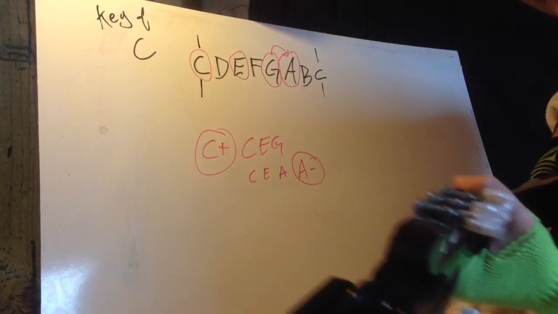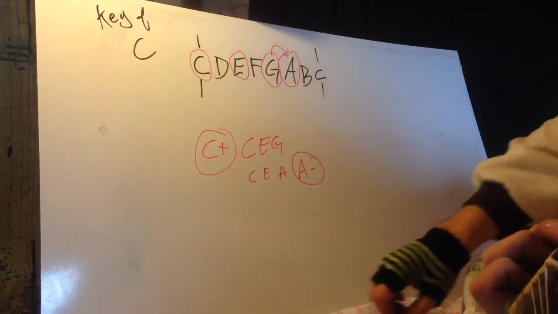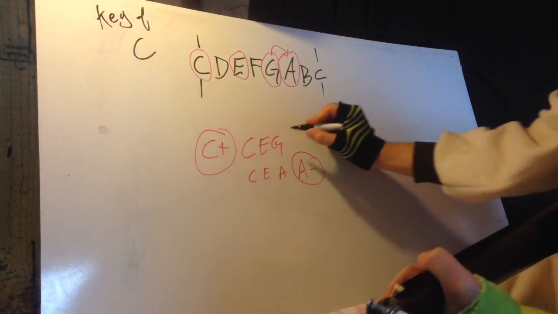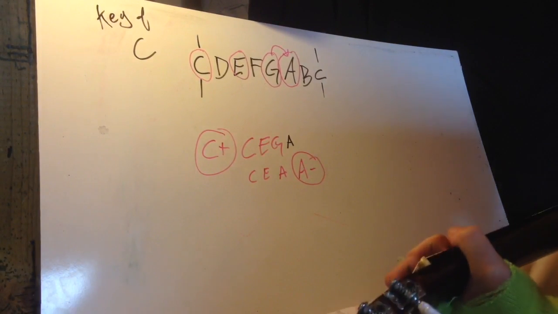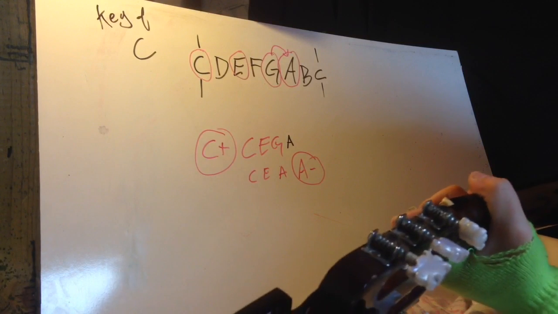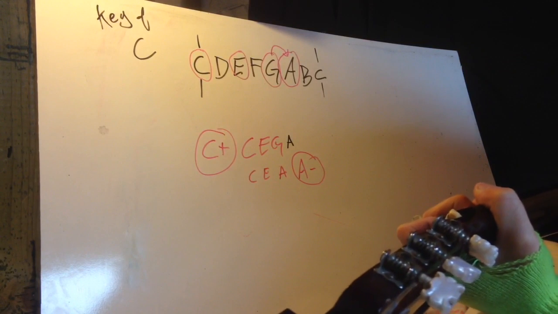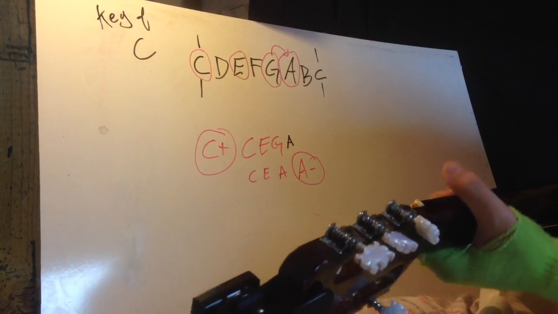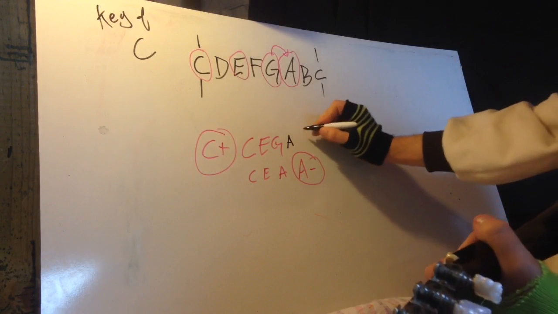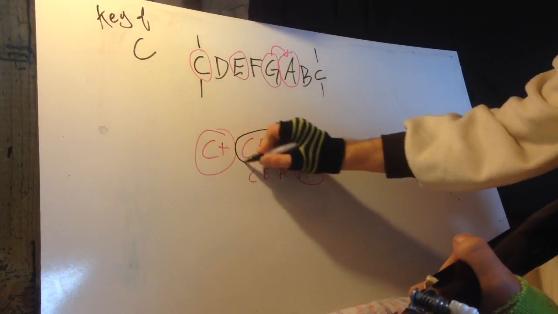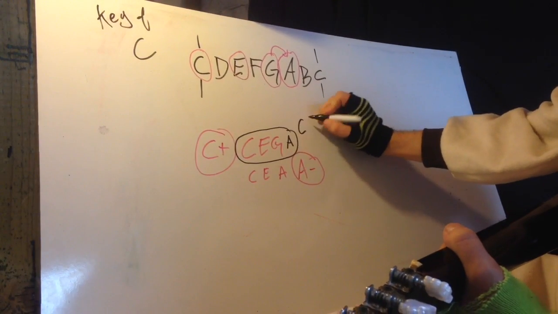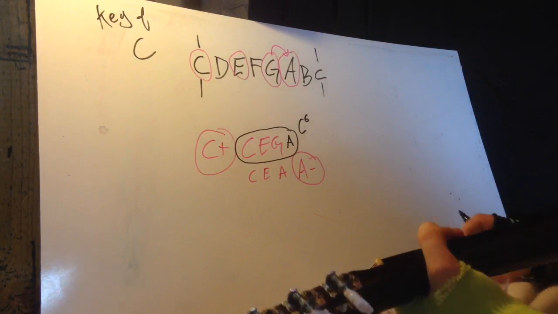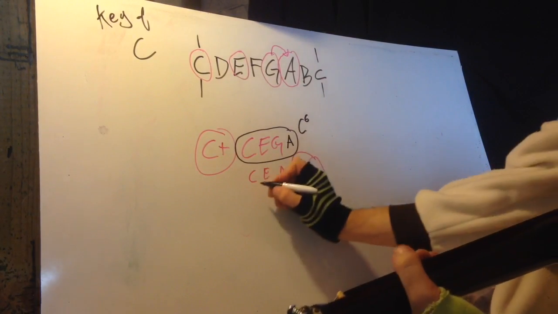So let's say we were to add that A into the chord. So now we're no longer playing C, E, G, but now we're playing C, E, G, A. So now we're playing a C6.